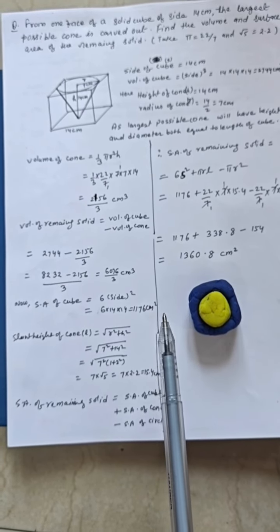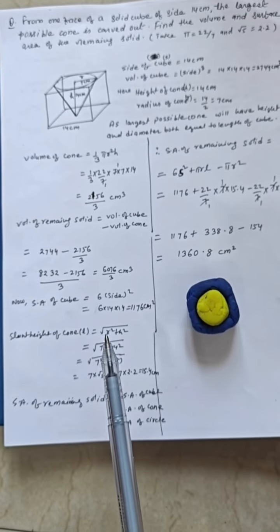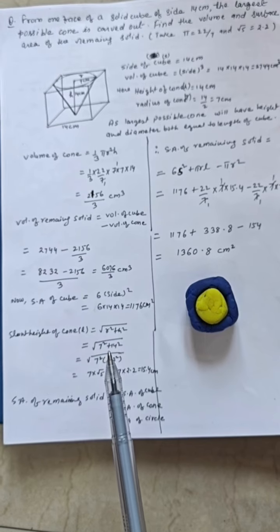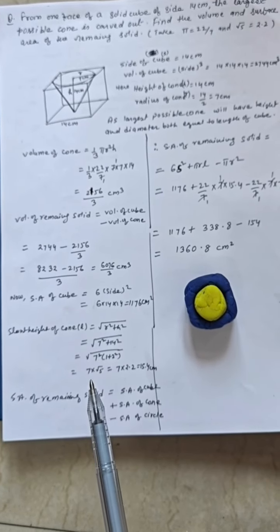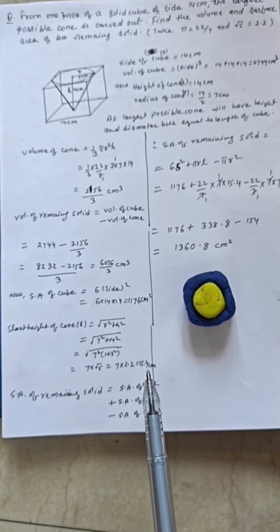Because we have to now solve the surface area portion. Now slant height of the cone also you have to find out. It is the square root of r square plus h square. r is 7, h is 14, so 7 square plus 14 square. After calculation, 7 square comes out, 1 plus 2 square, so 7 into root under 5, 7 into 2.2, that is 15.4 centimeter.